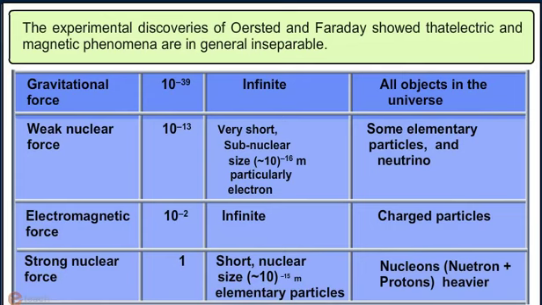Weak nuclear force is of relative strength 10 raised to the power minus 13. Its range is very short, that is subnuclear size, approximately equal to 10 raised to the power minus 16 meters. This particularly acts between electrons. It operates in some elementary particles and neutrino. The electromagnetic force is of relative strength 10 raised to the power minus 2. Its range is also infinite, and it operates among charged particles.